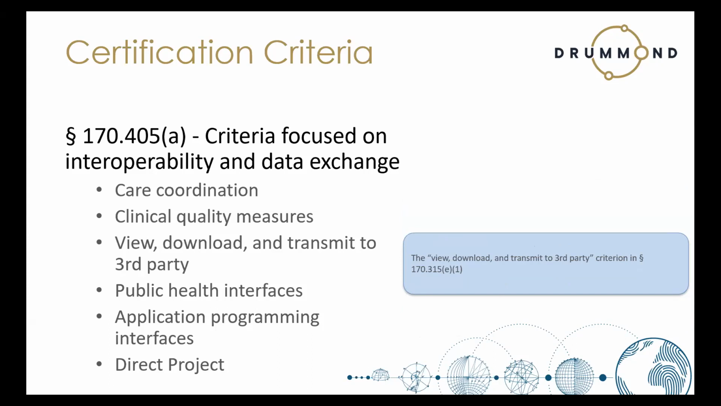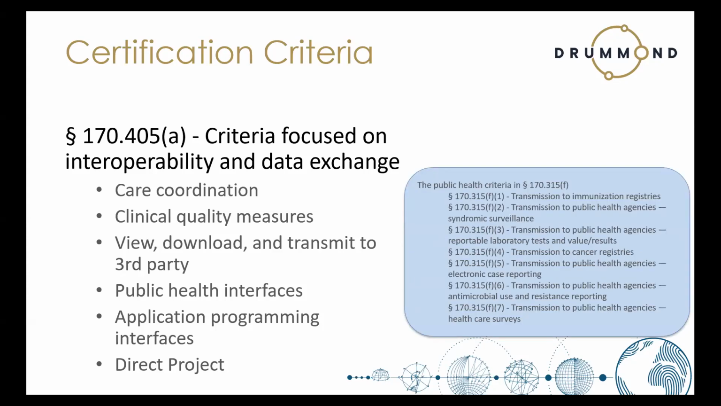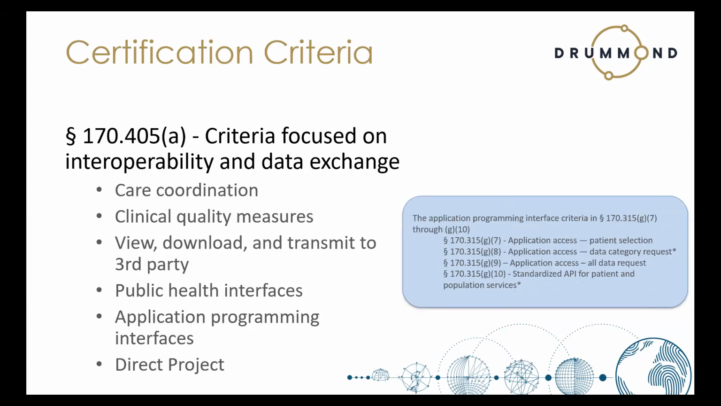Public health interfaces, as they go through and list those, you'll notice that the major public health criteria, just to enumerate there, are part of real-world testing. Application programming interfaces. So again, the G7, and they're specific here too in the final rule, 7 through 10, for instance. So we're used to application access for patient selection. You'll notice the data category request of 8 is replaced by standardized API for patient and population services.